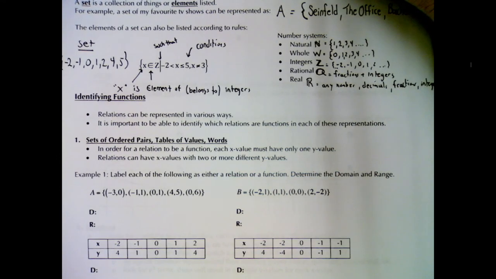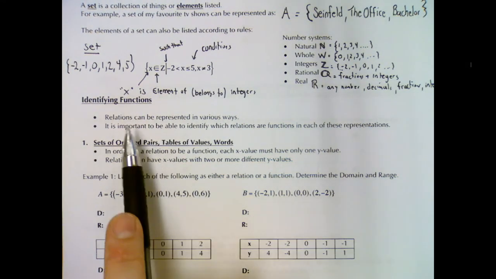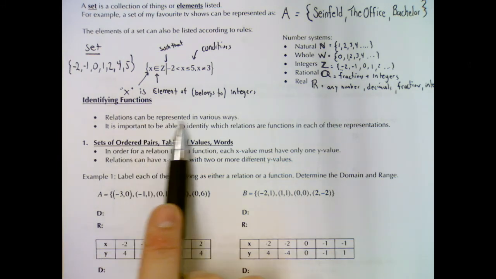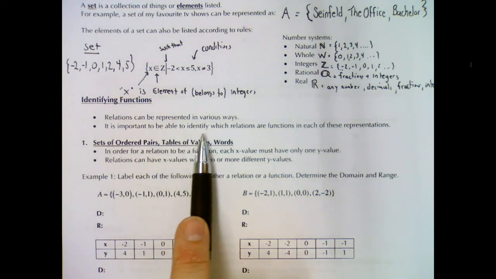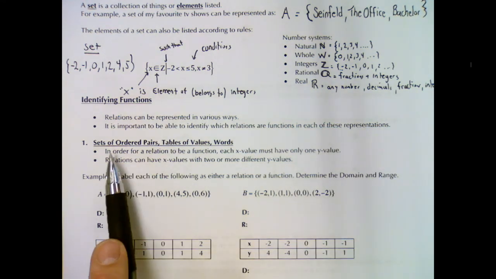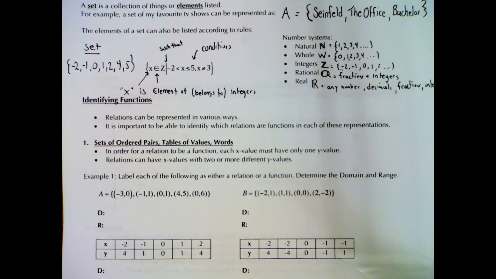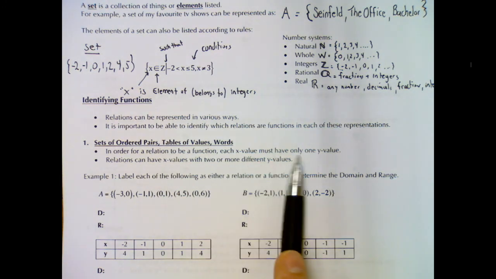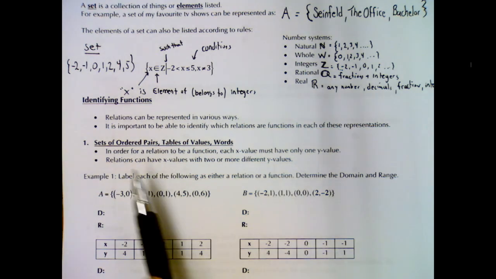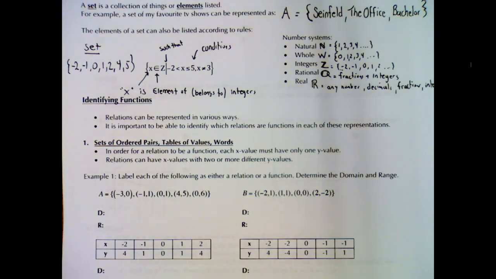And here we go. To identify a function, relations can be represented in various ways, and it's important to be able to identify which relations are functions in each of these representations. The first set of representations are ordered pairs, table of values, and words. So in order for a relation to be a function, each x has to have only one y. Relations can have x values with 2 or more different y values. So let's take a look at our first set.